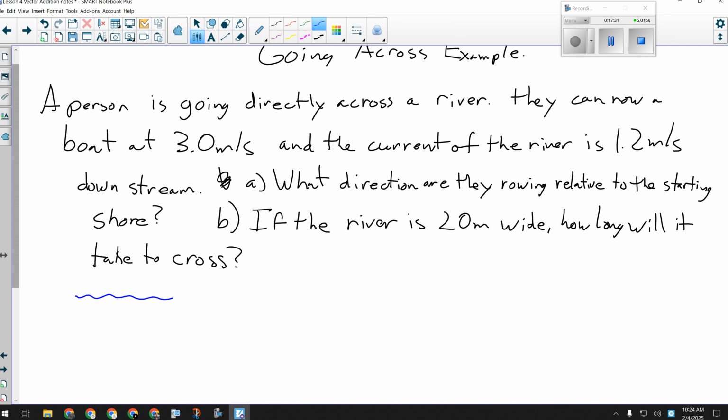Okay, so our diagram is going to look something like this. We know that the river has a current of 1.2 meters per second, so I can put that on there. And I know that the person can row at 3 meters per second. I know to draw that there because the question stated that the person is going directly across.